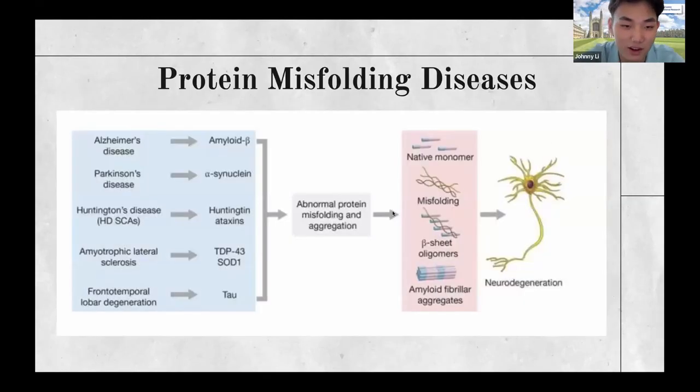This diagram I actually borrowed from my professor. I feel like it sums up our topic very well. Essentially, many neurodegenerative diseases, including Alzheimer's, Huntington's, ALS, and Parkinson's, share a very common feature: abnormal protein misfolding and aggregation. These misfolded proteins form beta sheet oligomers and amyloid fibrillar aggregates, which contribute to the progressive neurodegeneration of neurons. Parkinson's disease, in the case of my topic, is one example where the misfolded protein is alpha-synuclein.